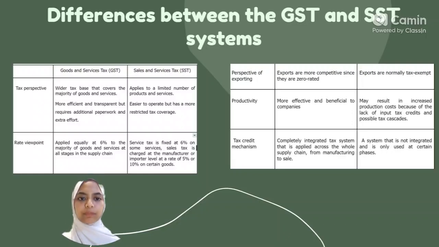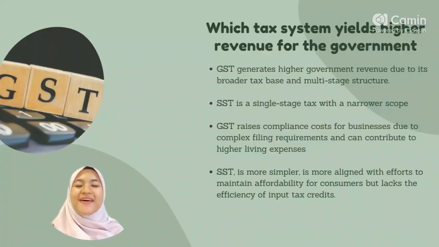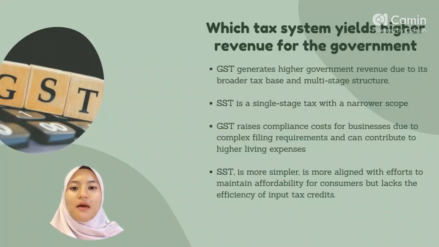Okay, thank you Zalifatul Bari'ah. Okay, my name is Tengku Nur Alia binti Tengku Nazuraim. I will continue with which tax system yields higher revenue for the government. We found that GST generates higher revenue for the government due to its broader tax base and multi-stage structure with input tax credit that reduces tax cascading. However, it can raise compliance costs and living expenses. The SST is simpler and supports efforts to lower the cost of living, but yields less revenue.